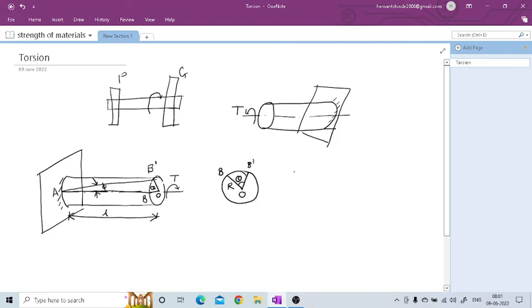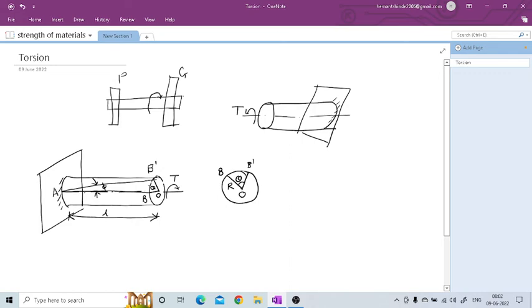So, when the twist is small, then we can say that this arc BB dash will be small, so we can consider it as a straight line. So when we consider this as a straight line, then along the length this phi will be the strain which is generated. So phi will be the strain and theta will be the angle of twist.